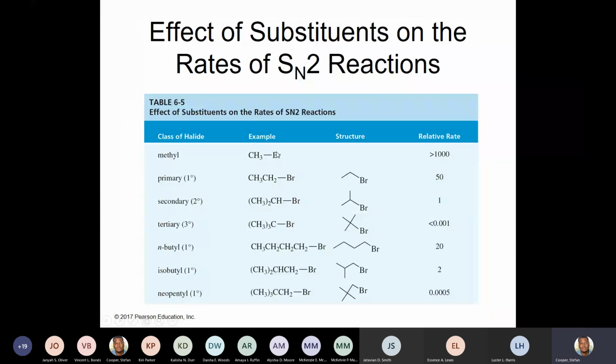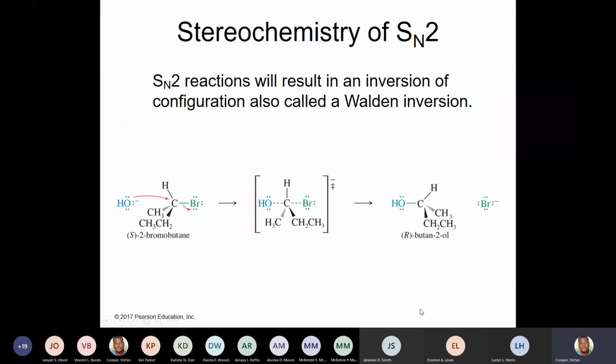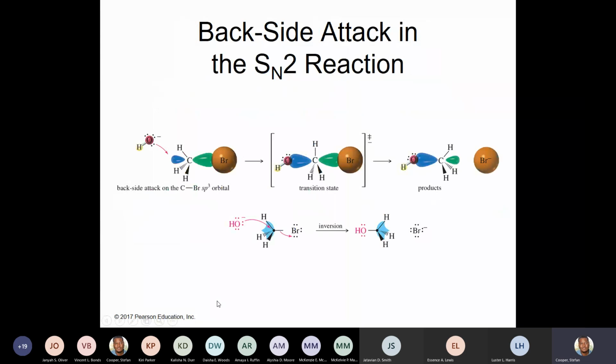This is just kind of telling you the rates of reactions. The methyl is super fast to react, and this tertiary never reacts. All right. If I went to this series here, right, the primary n-butyl system is faster than this neopentyl system. So stereochemistry of SN2, we talked about that before. That's just kind of explaining the fact that a nucleophile will attack and the stereochemistry will be inverted. Let's take a look at that really quickly.